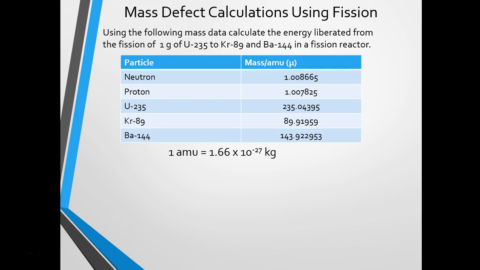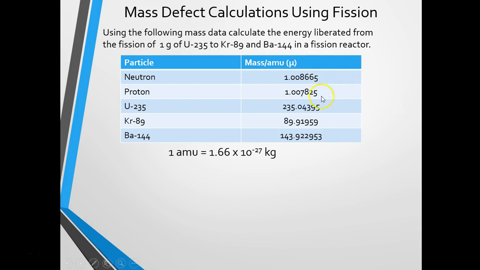All right, so here's a problem with mass defect using fission. Now this is a little bit more complicated than the original example. It says, using the following data, calculate the energy liberated from the fission of 1 gram of uranium-235. So we know that uranium-235, when we did the fusion reaction, it was 1 nucleus of helium being formed. Now we're talking about 1 gram, which is a lot more than 1 nuclei. So we're going to have some additional steps here.